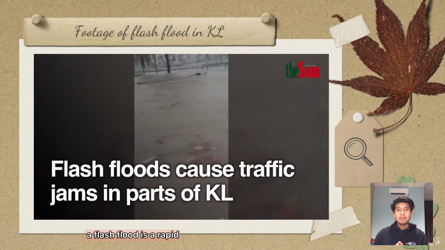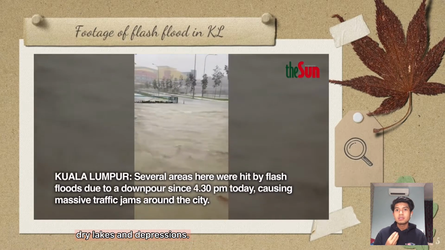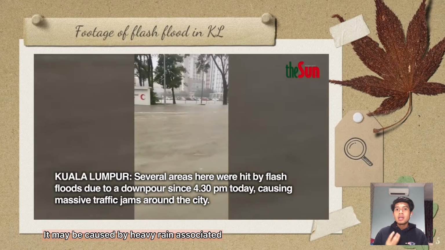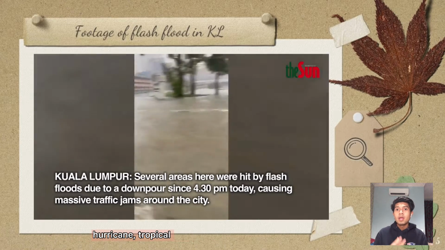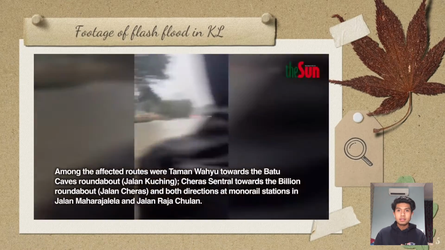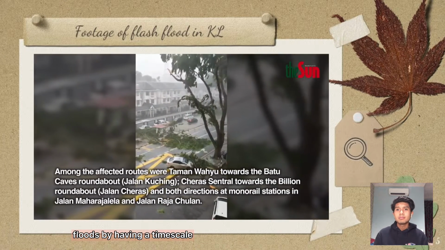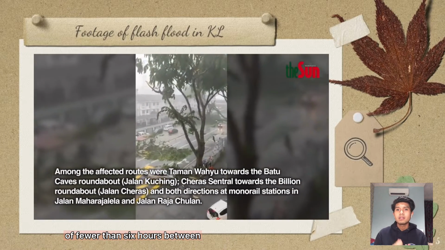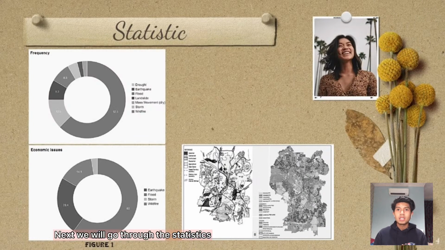As you can see behind me, a flash flood is a rapid flooding of low-lying areas, washes, rivers, dry lakes, and depressions. It may be caused by heavy rain associated with a severe thunderstorm, hurricane, tropical storm, or meltwater from ice and snowfields. Flash floods are distinguished from regular floods by having a timescale of fewer than 6 hours between rainfall and the onset of flooding.